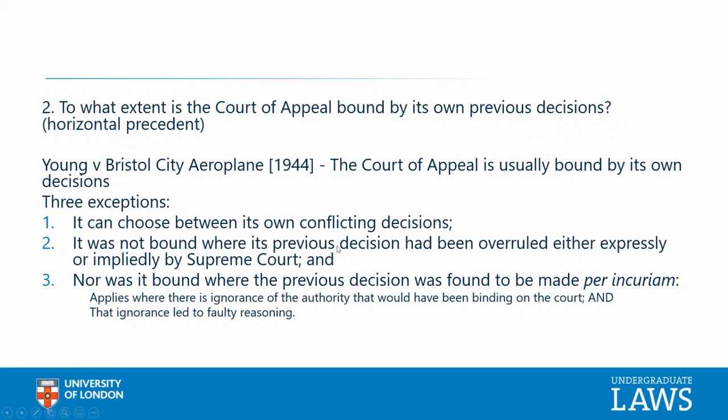And then horizontal precedent, that was held. There are exceptions in Young against Bristol Aeroplane, and again these are exceptions, these are not rules. So the rule is that the Court of Appeal is bound to follow its own decisions, except it can choose between conflicting decisions. It is not bound where its previous decision has been overruled either expressly or impliedly by the Supreme Court, and nor was it bound where the previous decision was found to be made per incuriam. In that context, it has to be expressly or impliedly stated by the Supreme Court.